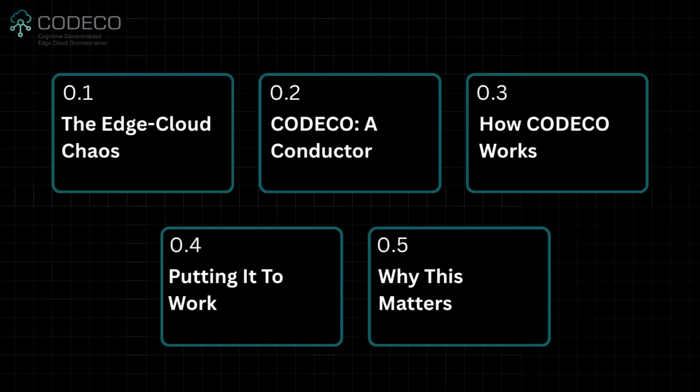Okay, so here's how we're going to break this down. First, we'll look at what we're calling the edge cloud chaos. That's the problem. Then we'll meet our solution, CODECO, and see how it works its magic. We'll even walk through how you'd actually use it. And to wrap it all up, we'll talk about why this is such a big deal.